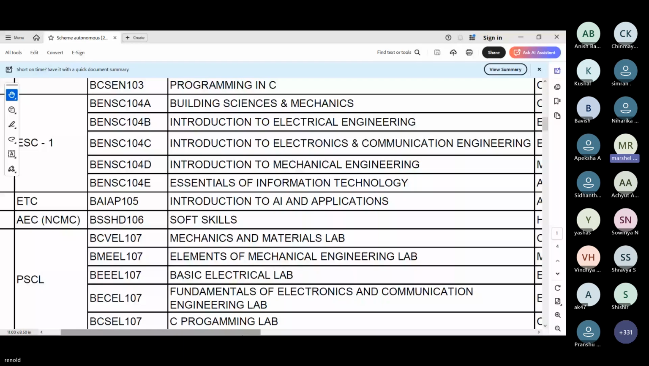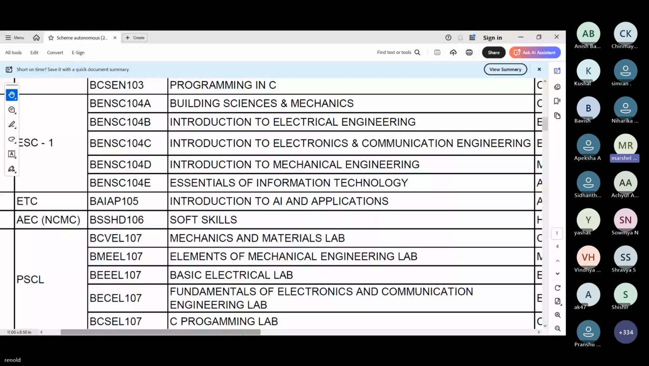Out of those first four, he'll choose one in the first sem and one among the other three in the second sem. If you choose building sciences in the first sem, then the CS student has to choose electrical or electronics or mechanical. Likewise, if you are an electrical student, you can't take up introduction to electrical engineering, but you can take building science or electronics or mechanical or essentials of information technology.